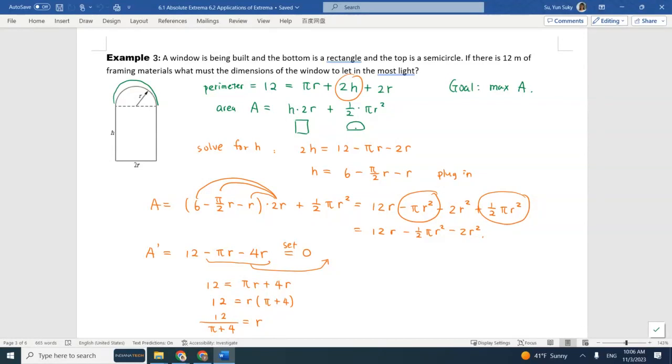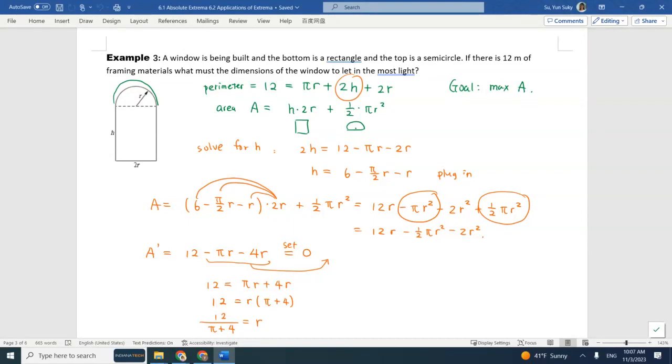Sometimes there is more than one way to solve a problem, and you want to find a way that is easier. In this case, solving for H in terms of R is easier. So this is what we did, and then we plug into the area. Simplify before you take the derivative. You don't have to use the product rule here, it's so complicated. So you expand it, then you only need to use the power rule. Therefore, this is the derivative.